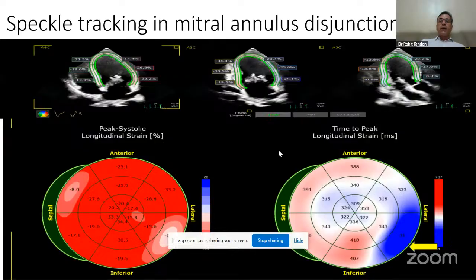Then speckle tracking echocardiography. Speckle tracking echocardiography is very easy to do nowadays.